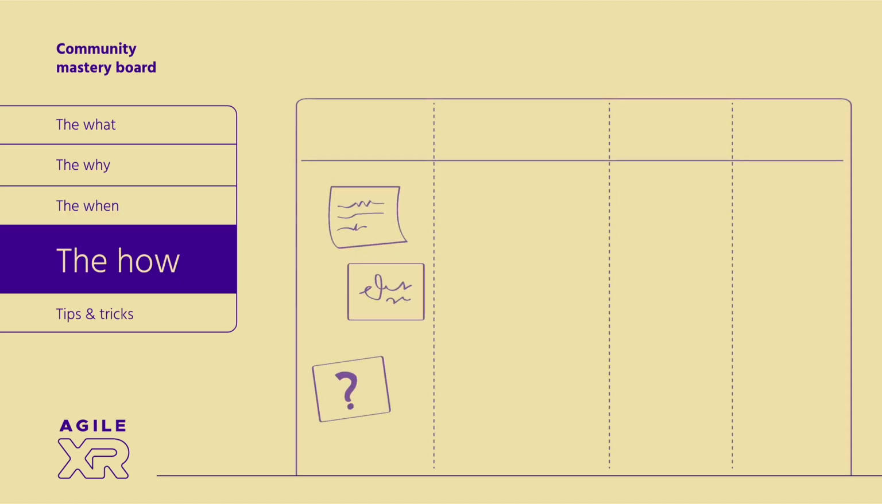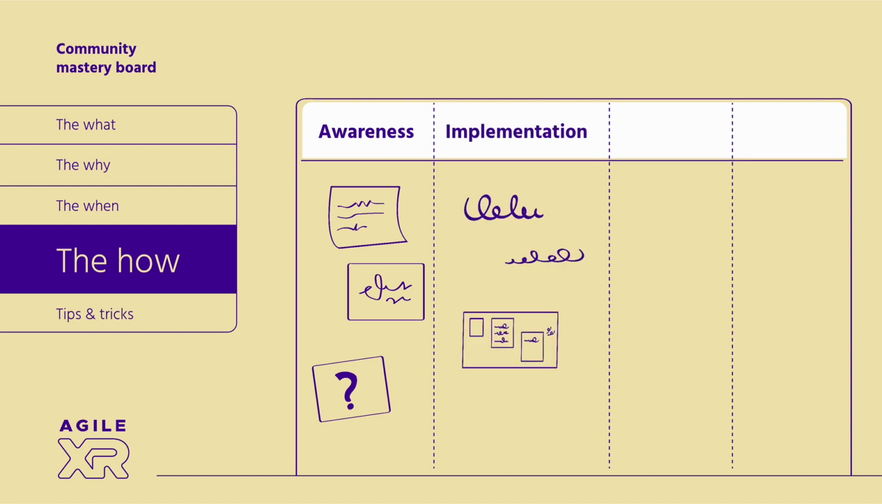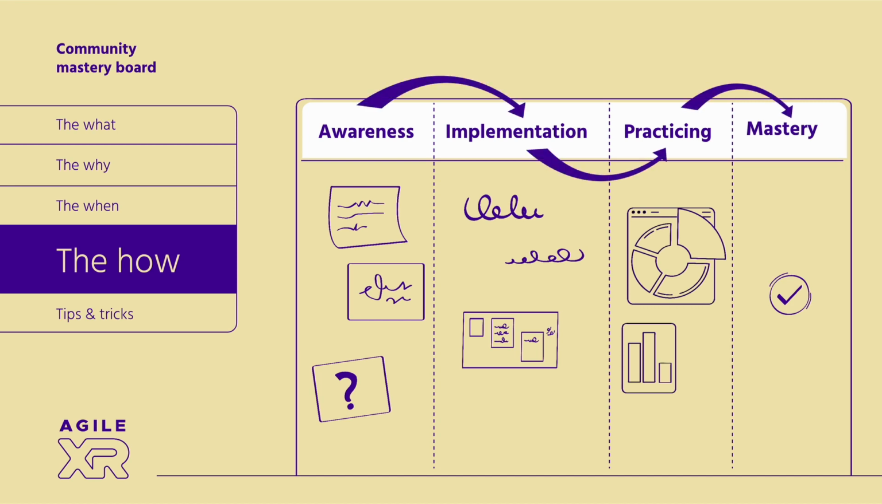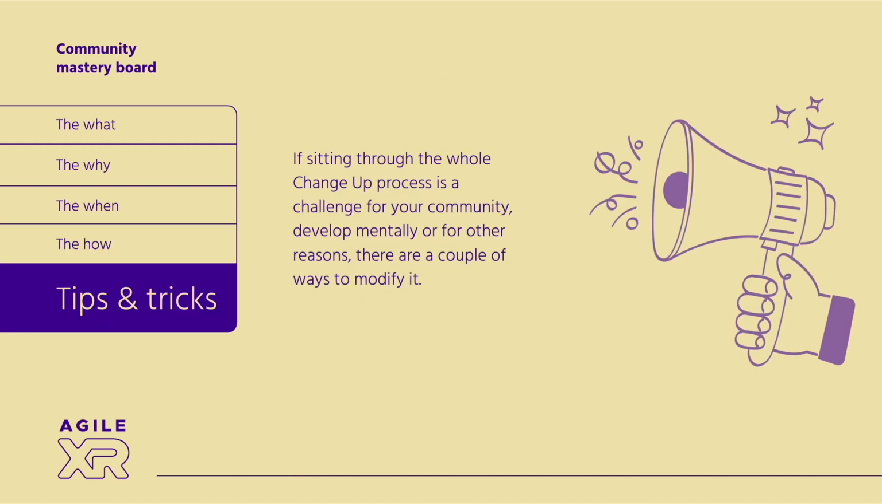It is divided into 4 columns. Awareness, community-wide problems that need resolution and the desired future state. Implementation, the decided upon action for each awareness. Practicing, the changes we're currently practicing. And integrated or mastery, which means the change has then become the new established norm and a bit of culture has been created. Tips and tricks.